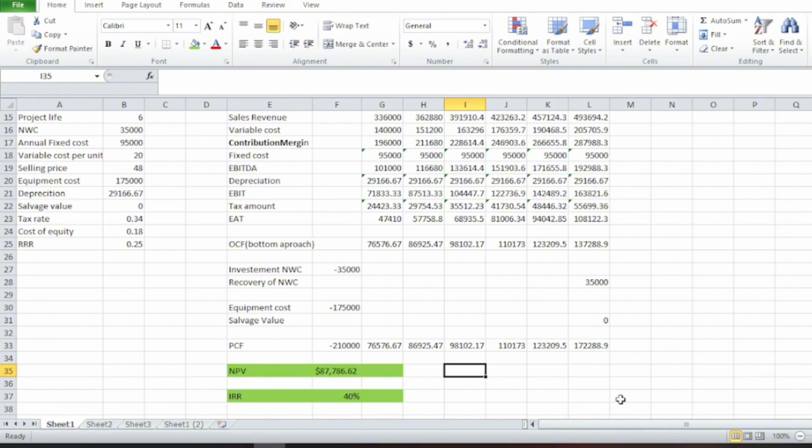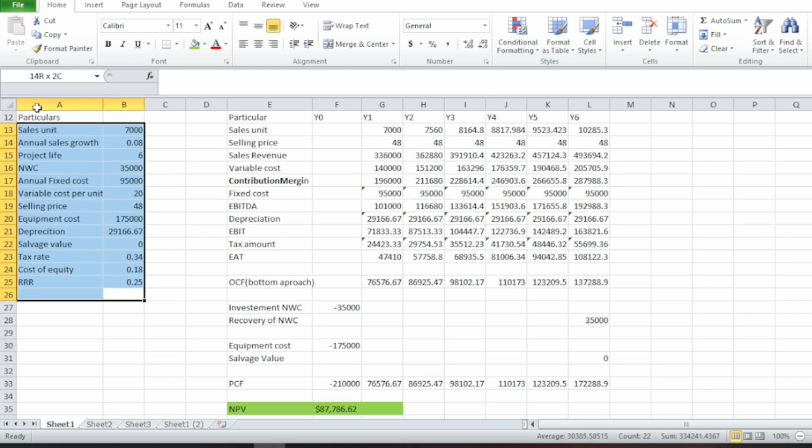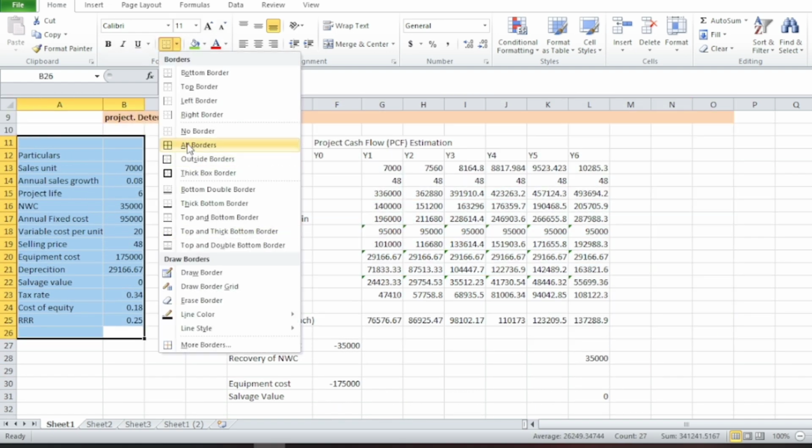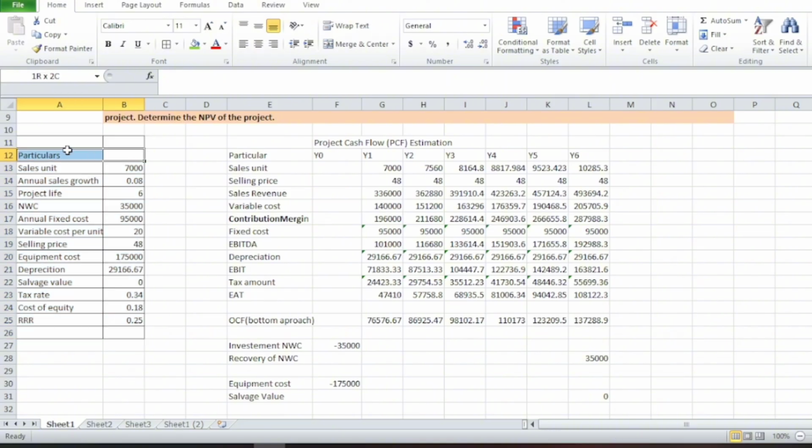So now let's make our answer a little bit professional, for this using some colors.